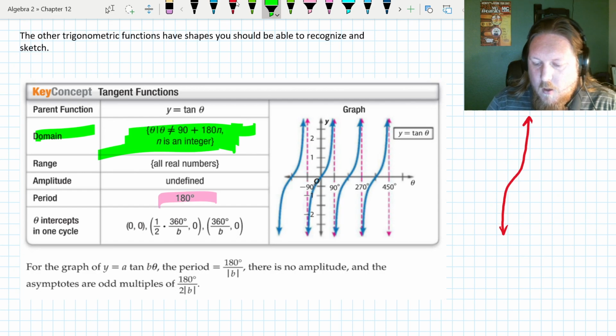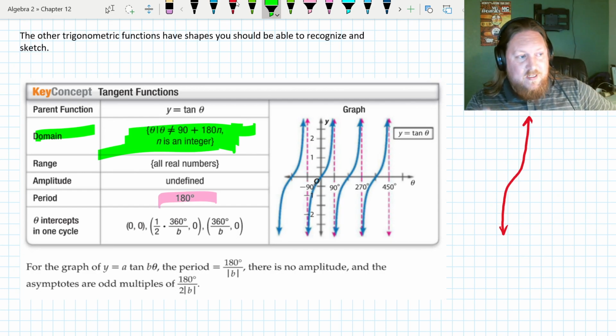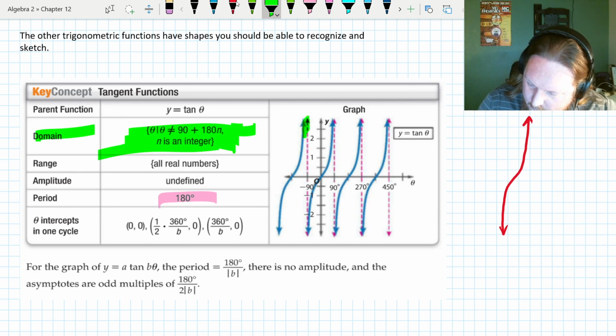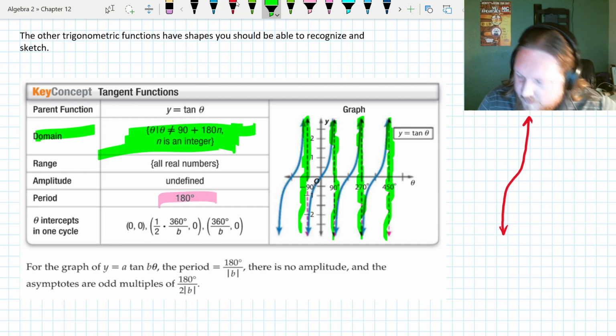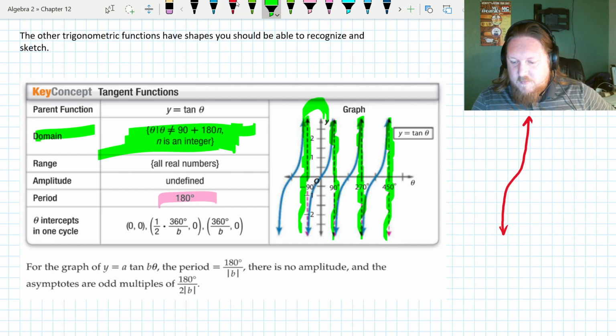Basically, theta, or whatever the input is, can't be 90. So if you add 180 to that, it also doesn't work. So it's all the multiples there, and that's why you can see they've got these asymptotes every other 90 degrees along your path. So every 180 degrees apart, you've got those two things, and that's the period, 180, right?